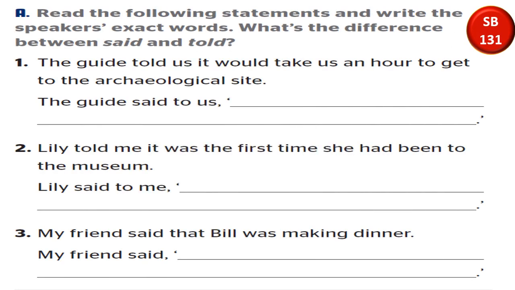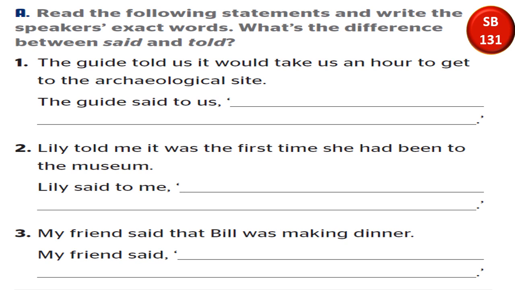Now open your student's book, page 131. Exercise A. Read the statements and write the speaker's exact words. In other words, you have to change the statements from reported speech to direct speech. Pause the video, answer the exercise, and come back to check your answers. Remember, in this exercise, we are changing past verbs into present verbs.